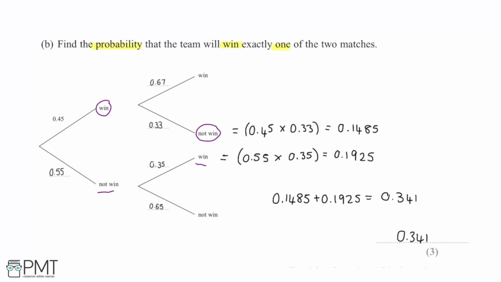Now, as for how the marks are awarded, we'd have gained our first mark for firstly finding one of these values, so doing this multiplication here. And then a second mark would be for following through with the method and basically adding together the two probabilities. And then the final mark is for the correct final answer that we have here.